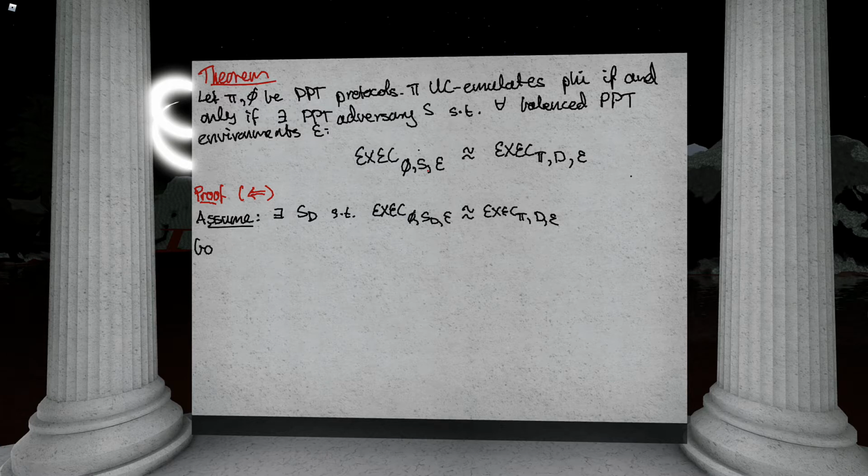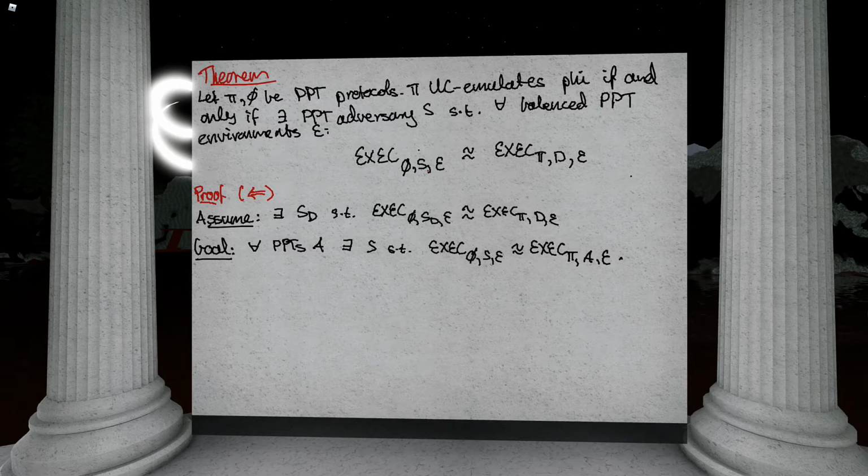So I'm calling it SD to pick out that this is the specific simulator that we know works for the dummy adversary. And what we want to prove is that for all adversaries A, we can produce a simulator S such that the execution of phi under S is indistinguishable from the execution of pi under A. And we're going to use this SD that we assume exists to build our simulator S. This is what I mean when I say SD is a simulator for the dummy adversary. This is what I said last week. We're going to take the simulator that we know exists and build a simulator for an arbitrary adversary.